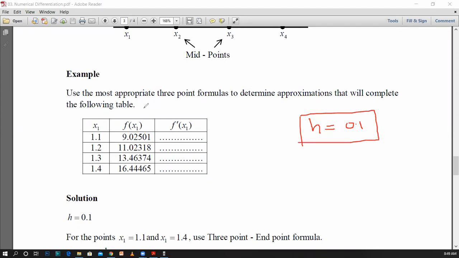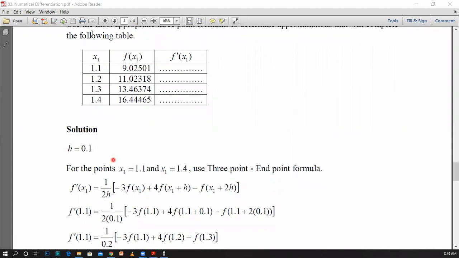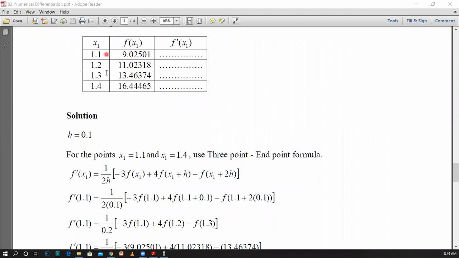Now we can use the 3-point endpoint formula to identify the values at x equals 1.1 and 1.4. I will write the 3-point endpoint formula. This is the 3-point endpoint formula we are having. First of all, I will set x1 equals 1.1. Now I am substituting the value x1 equals 1.1.